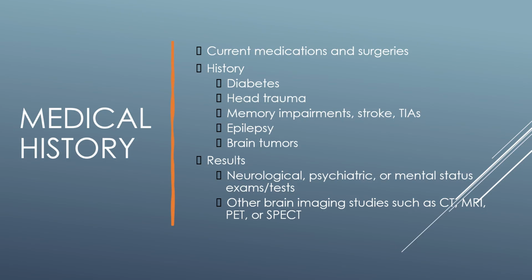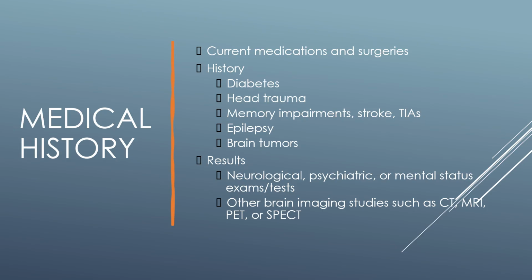When you're obtaining a medical history for somebody with an FDG study, you want to get a very accurate, detailed list of all their medications, any recent surgeries that they may have had, and a really good history of whether or not they have diabetes, if they've ever had any head trauma, memory impairment, stroke. Transient ischemic attacks are also known as a mini stroke. So a lot of older people would call it that.